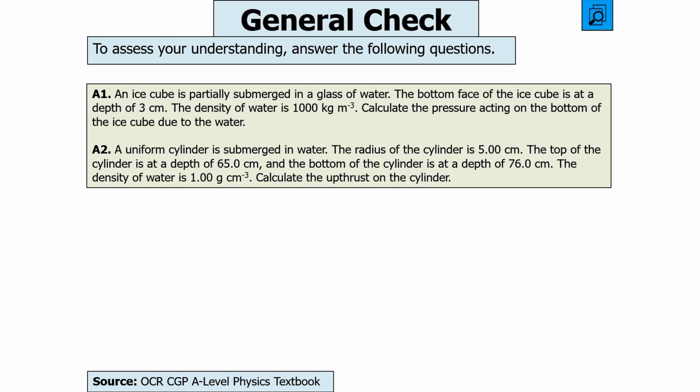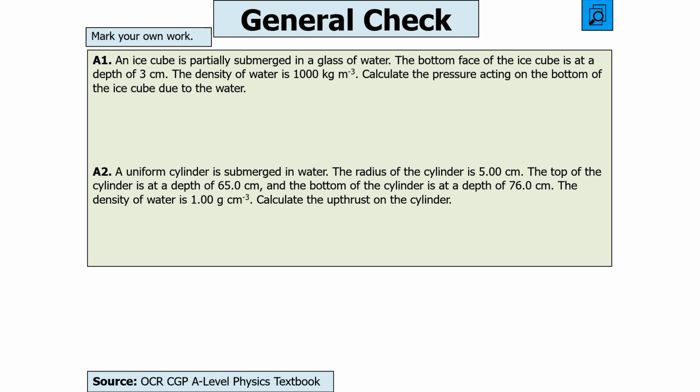Then a uniform cylinder is submerged in water. The radius of the cylinder is 5 centimeters. The top of the cylinder is at a depth of 65 centimeters, and the bottom of the cylinder is at a depth of 76 centimeters. The density of water is 1 gram per centimeter cubed. Calculate the upthrust on the cylinder. So pause the video now, then unpause the video when you want to go through your answer.